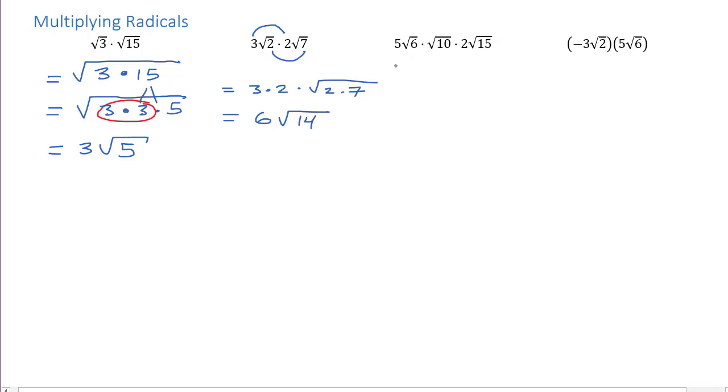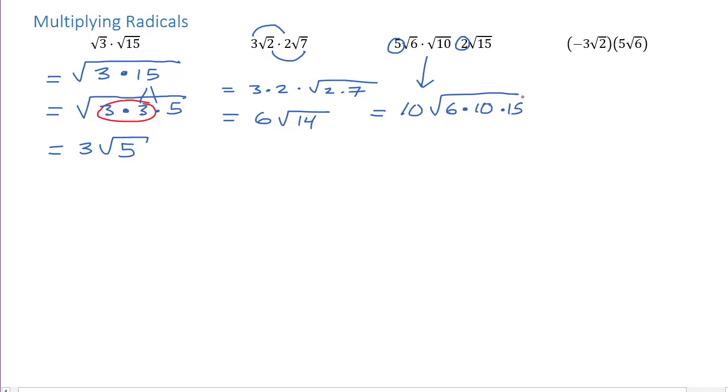All right, let's look at the next one here. All right, in the next case, I'll just bring it down so I have a little more room here. We can multiply the numbers out front. We got a 5 and a 2, so those are the coefficients. Coefficient basically meaning the number out front. So 5 times 2 is 10. I'm just going to multiply them right away. And underneath, we can multiply the radicands. 6 times 10 times 15.